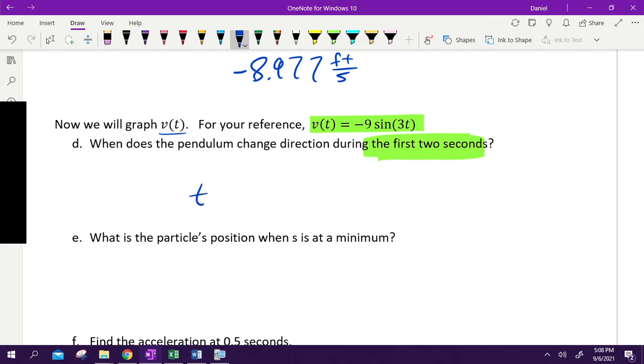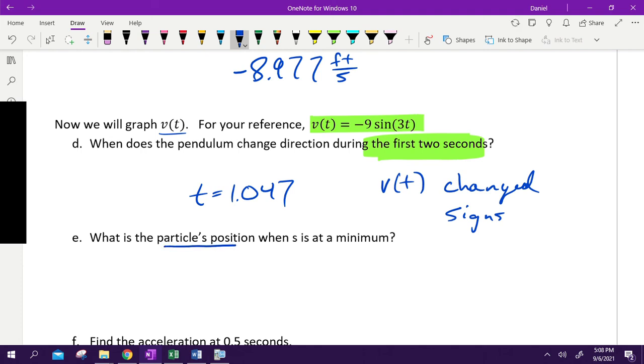And why did we pick that? Because velocity changed signs. And if velocity changes signs, that means it's moving from forward to backwards or backwards to forward.